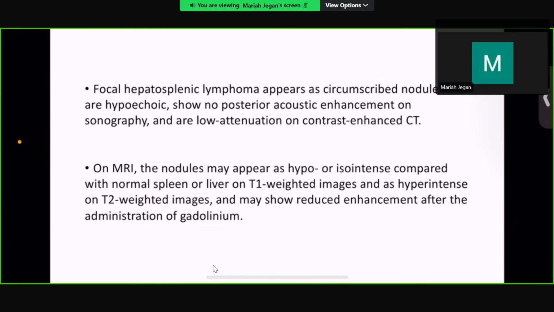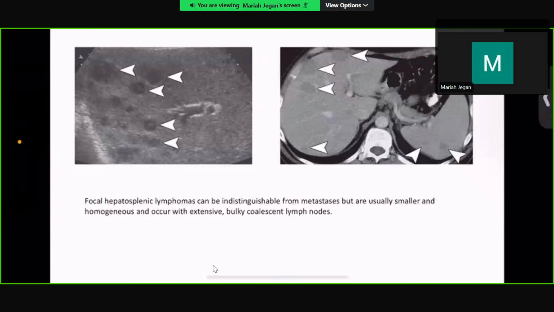On MRI, the nodules may appear as hypo or iso-intense compared with normal spleen or liver on T1 weighted images and hyperintense on T2. Here we see focal hepatosplenic lymphomas, which are indistinguishable from mets but are usually smaller and homogeneous and occur with extensive bulky coalescent lymph nodes.